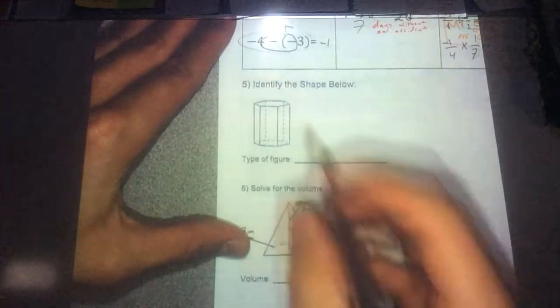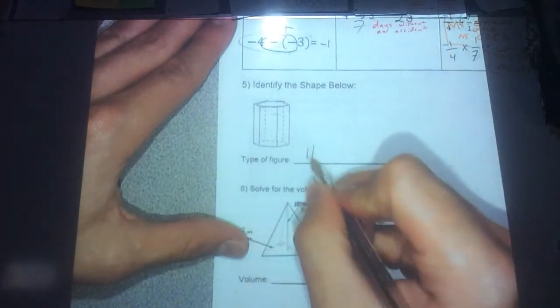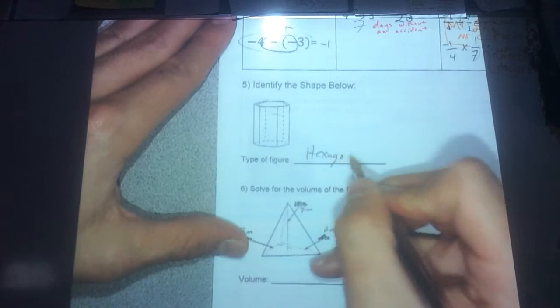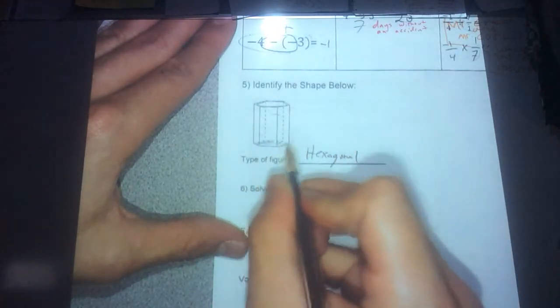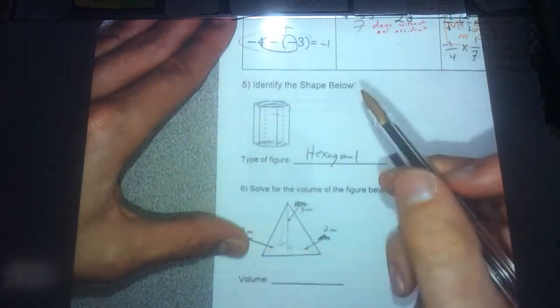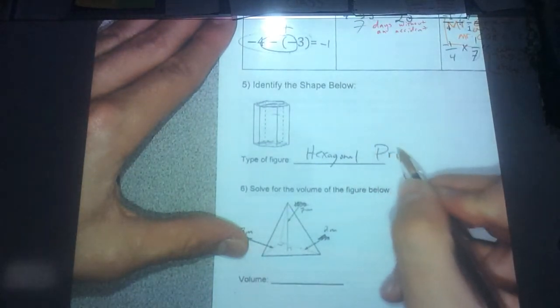Identify the shape below. Well, there are rectangles around this hexagonal base, so it's going to be hexagonal. And I know that there are 2 bases here, and they don't meet up at a single point, so it's going to be a hexagonal prism.